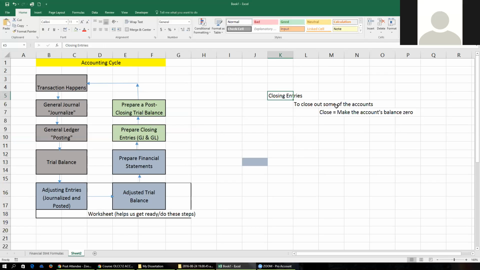But notice this said only some of the accounts. The reason you only do some is because there are some accounts that you don't want to close. Just because you're at the end of the accounting cycle, let's say the end of the year, you don't want to close out your cash and make its balance 0. Can you imagine losing all the cash in your checking account at the end of the year, or being forced to spend it? I know if you're in governmental accounting, you might feel like that with your budget. But the whole government doesn't zero out their checking account at the end of the year.